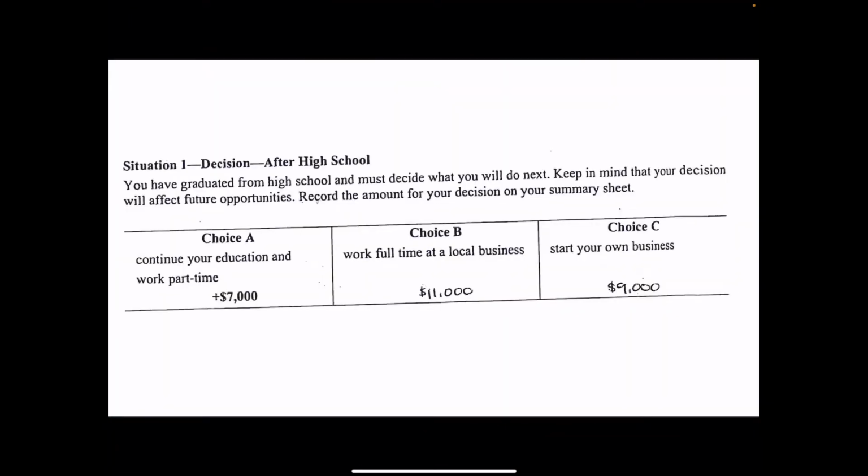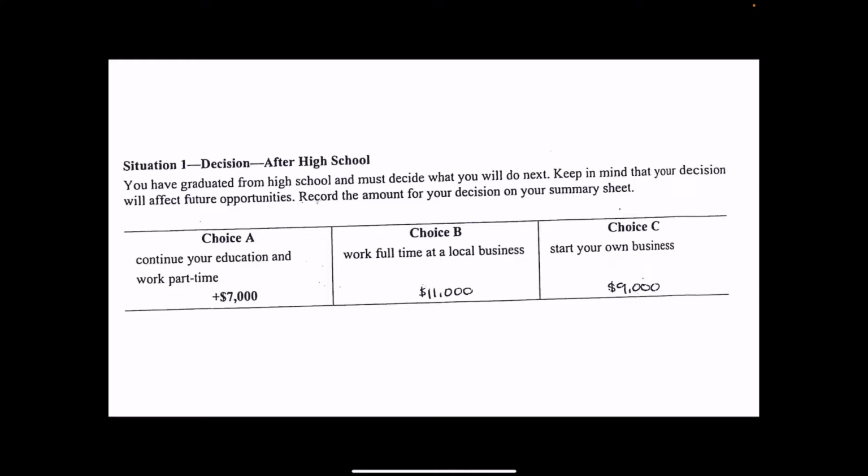Okay, your first situation. You've graduated from high school and you must decide what you will do next. Keep in mind that your decision will affect your future opportunities. Record the amount for your decision on your summary sheet. So if you choose choice A, continue your education and work part-time, plus $700, work full-time, and start your own business. And you'll see the numbers right there.